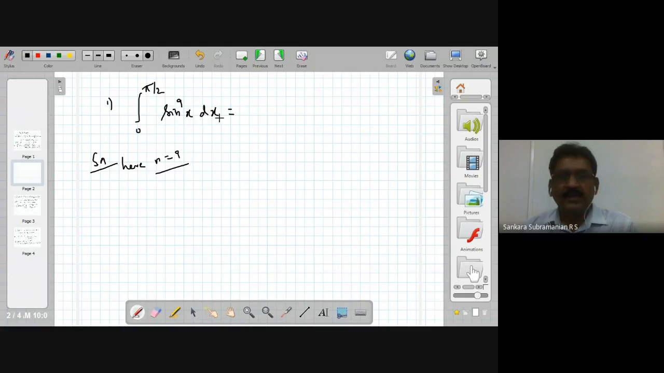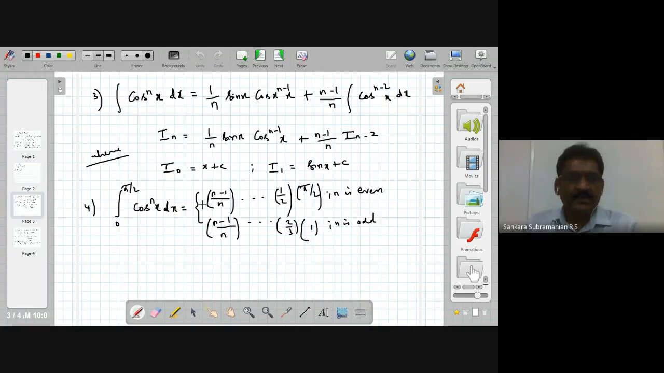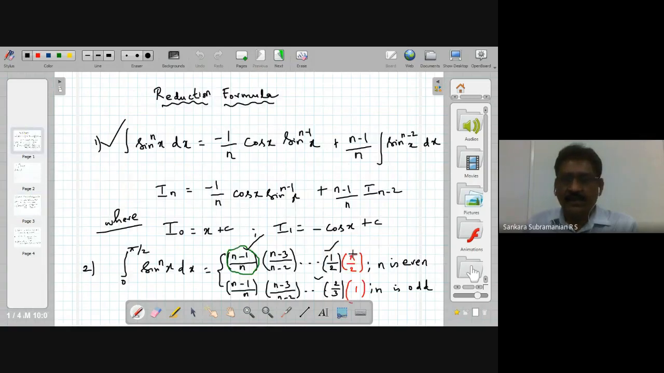So what the rule says, in the green rule, this is what we call the green rule and this is the red rule. The green rule says that whatever may be n, n minus 1 by n must be the first term. Keep on subtracting 2 from the numerator and the denominator. If you arrive with 1 by 2, multiply with pi by 2. If you arrive with 2 by 3, multiply with 1. That is the rule. Now can you do it now?